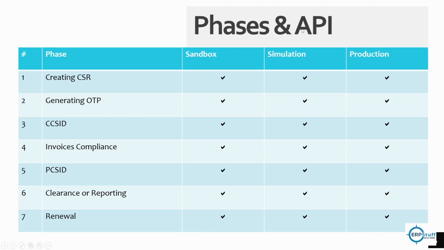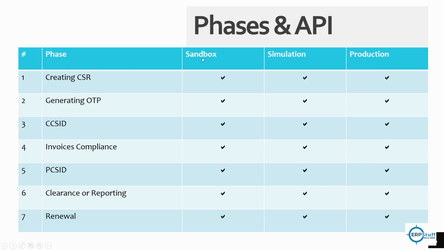So if you see the phases and APIs, on the left side I put the phases: creating CSR, generating OTP, etc., and invoices compliance, PCSID. This is production CSID, right? Clearance, reporting and renewal. So sandbox, all steps are there, and simulation all there, production all are there, right? So you have to keep these in mind.